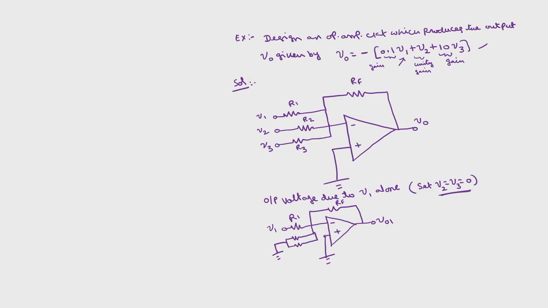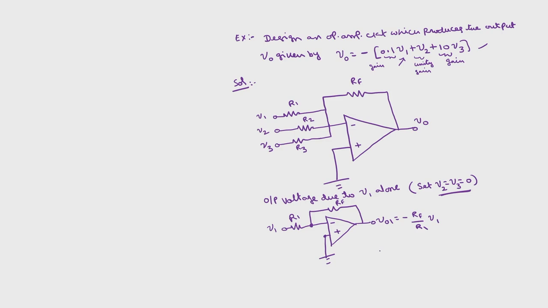Now because this is ground, this is also a ground potential. So this is R2, R3. For R2, both sides are ground, and for R3 also both sides are ground, so we can remove this circuit. This is the equivalent circuit whose standard expression for the output is minus RF by R1 times V1.